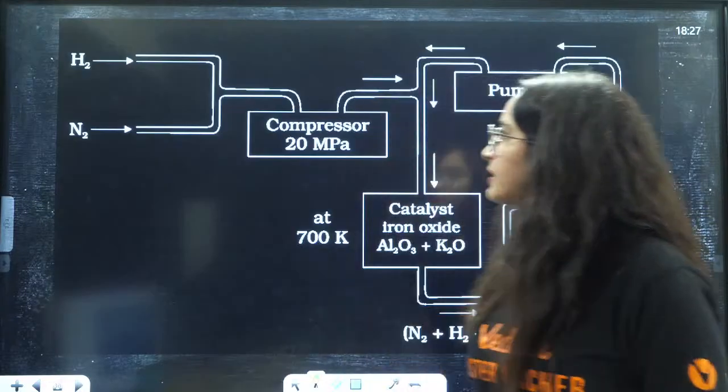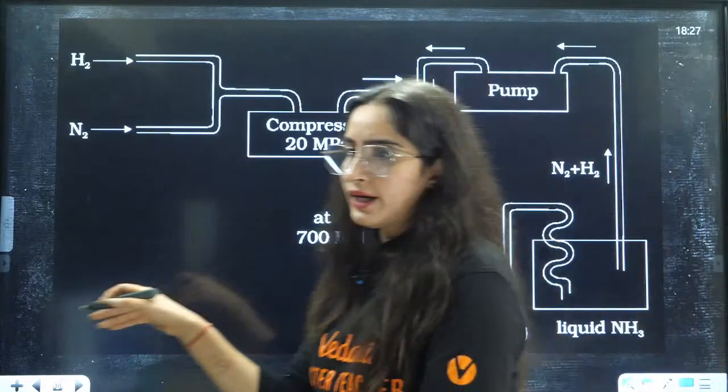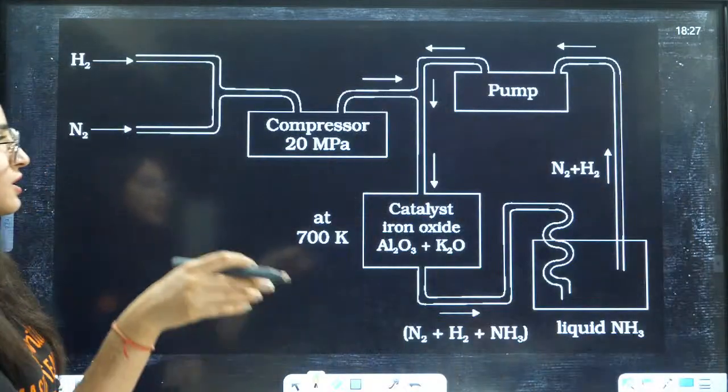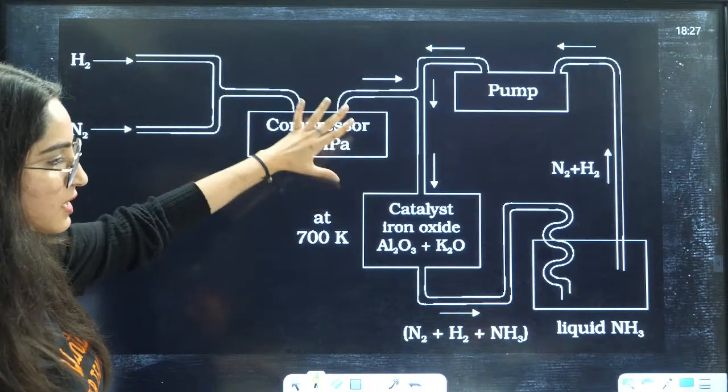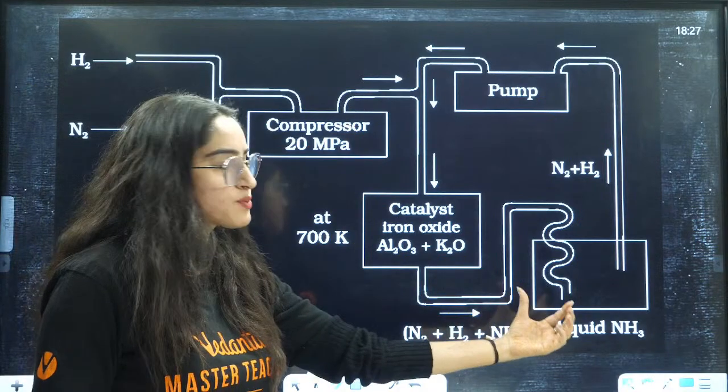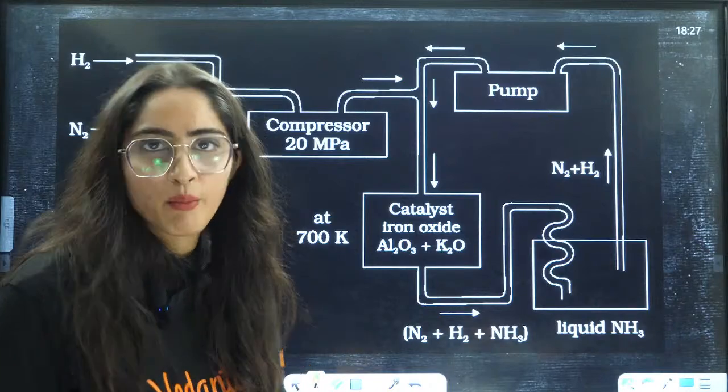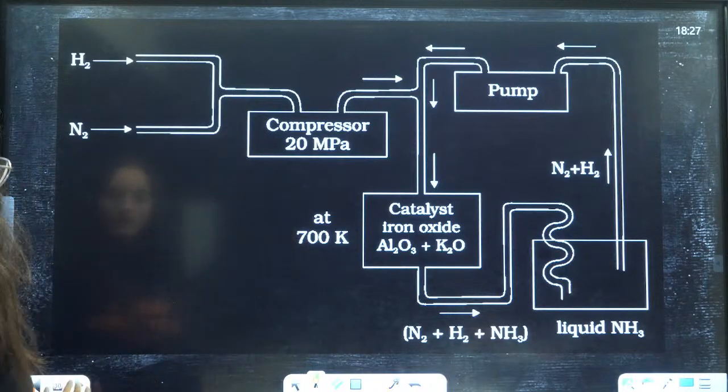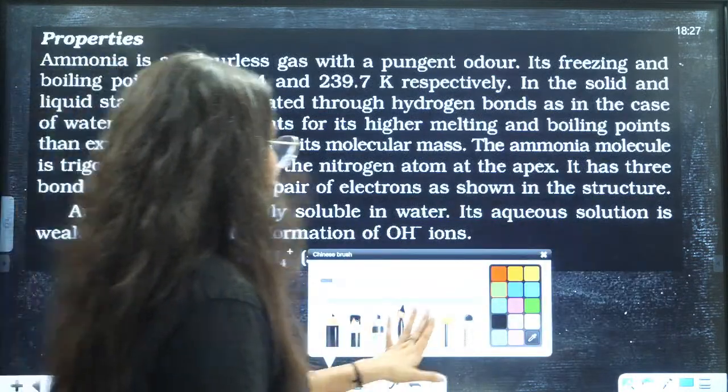Now this is not important, you don't need to go through this. Basically it's a process. They have shown you how Haber's process works, with the formation of ammonia here. Next is properties of ammonia.